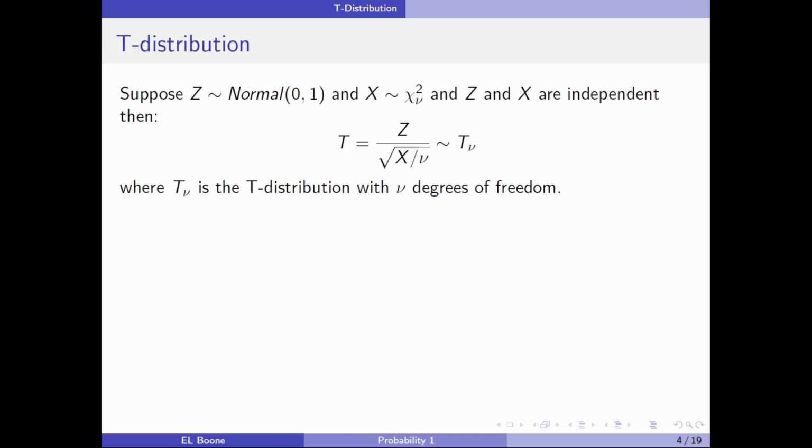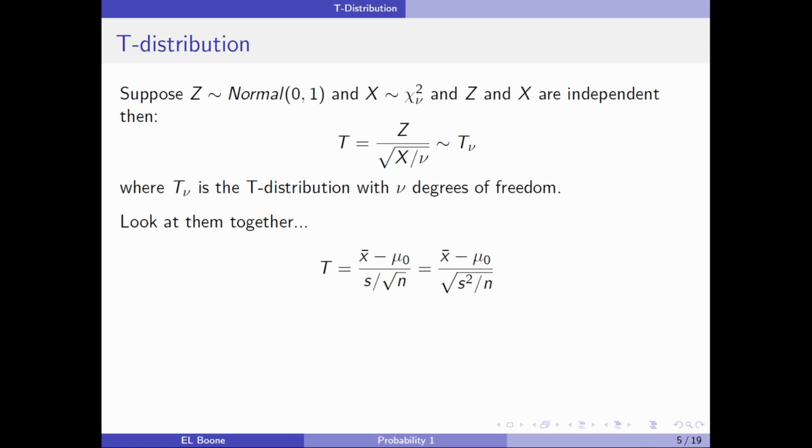So here's how we're going to set this up. Suppose Z is normal 0, 1, and X is chi-squared with nu degrees of freedom. Z and X are independent. Then T equal to Z over the square root of X divided by nu gives us a T with nu degrees of freedom. This is what it's defined to be, where the degrees of freedom are our parameter again, just like from the chi-squared.